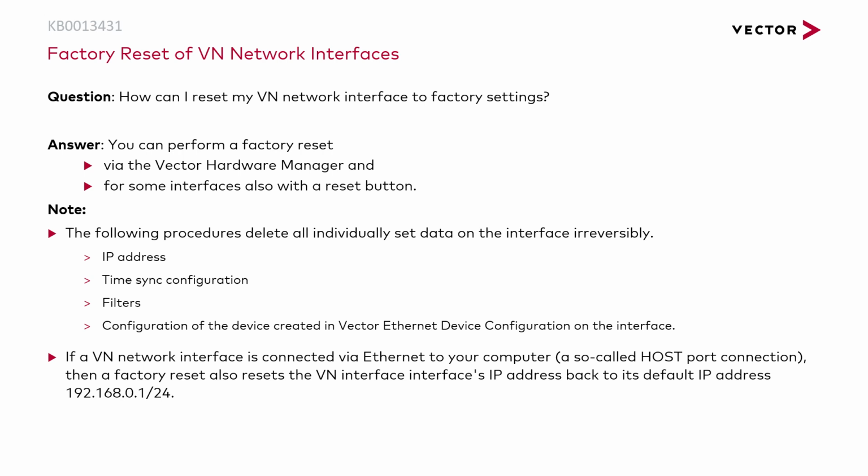Before we start, please be aware that the reset will delete all individually set data, including IP address, time sync configuration, filters, and the configuration created in the Vector Ethernet device configuration. So please back up your data in advance if you need to restore it. Also be aware that if the VN interface is connected via Ethernet to the computer via the so-called Ethernet host port connection, then the factory reset will also reset the default IP address.